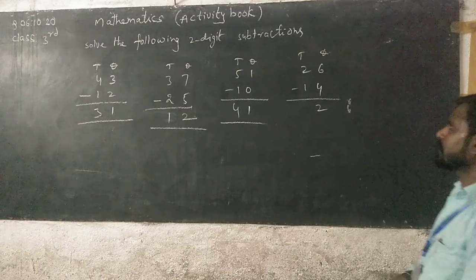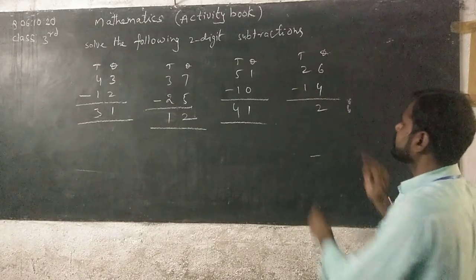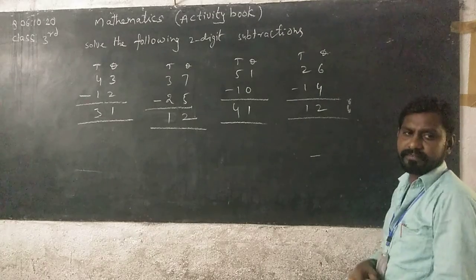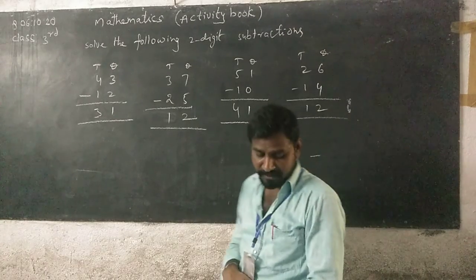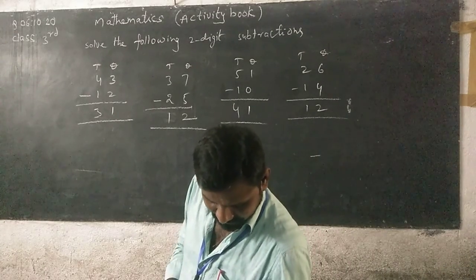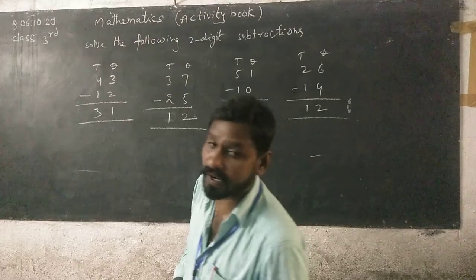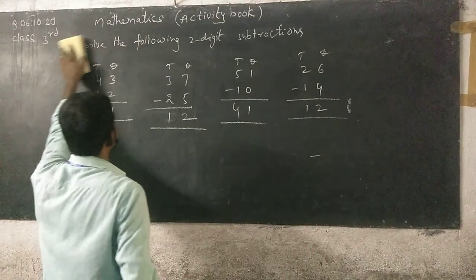Next, we subtract the digits in tens place. 2 minus 1, what do we get? 1. So what is the difference? 12. The remaining problems you can do. Next, solve the following subtractions by borrowing. This is very, very important.